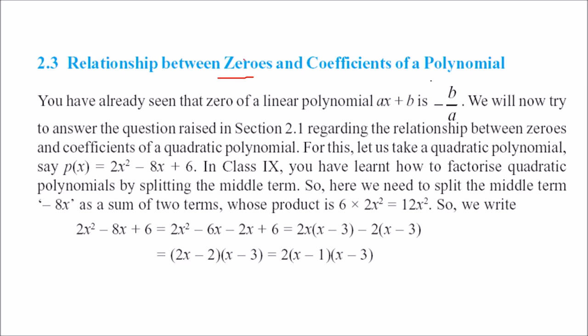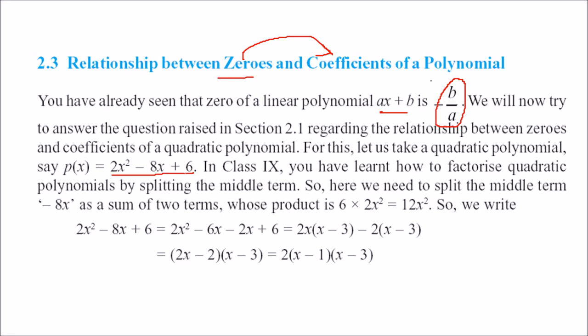Now we'll see the relationship between zeros and coefficients of a polynomial. So for a linear polynomial of this type, ax plus b, we have seen that the solution or the zero is minus b by a. We have to recall that in our earlier class: 2x square minus 8x plus 6.